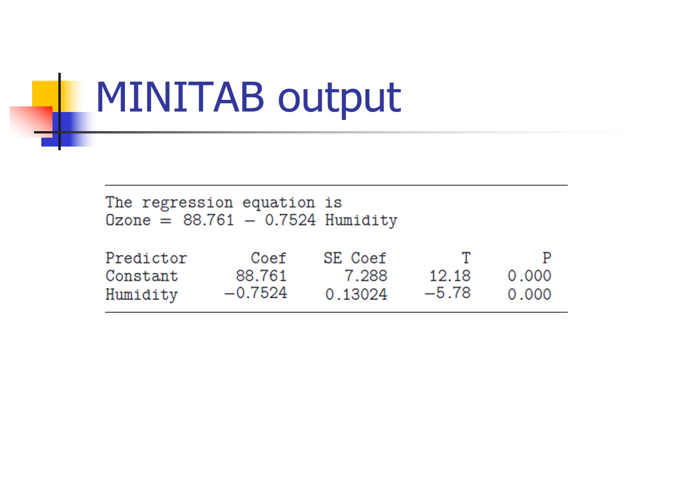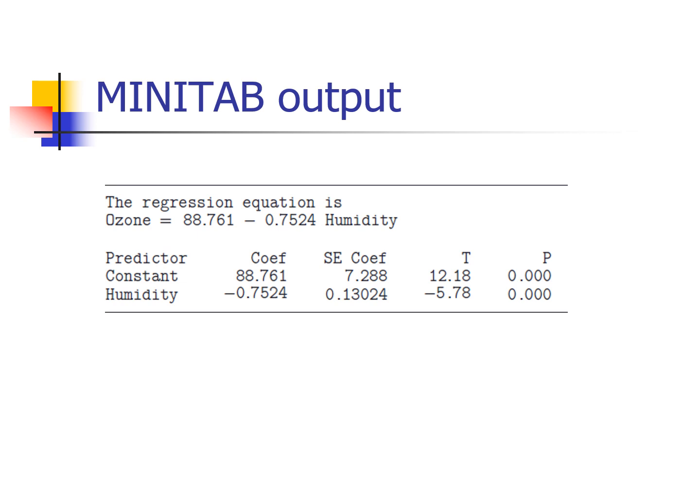Notice it gives us the regression equation at the very top. Ozone is our y. So the amount of ozone is 88.761 minus 0.7524 times x. X is our humidity. A negative slope means a negative relationship: the more humidity, we expect less ozone. For every 1 unit increase in humidity, we expect ozone to decrease by 0.7524 units.